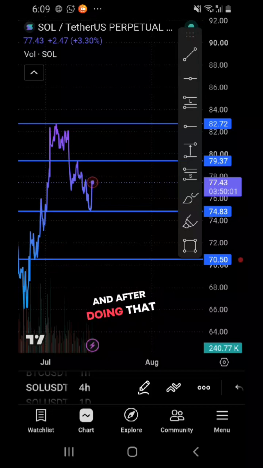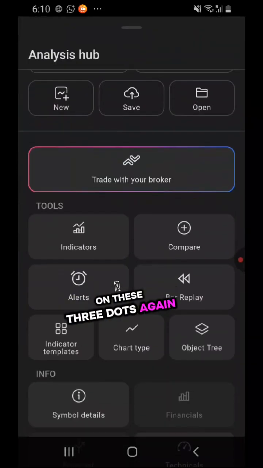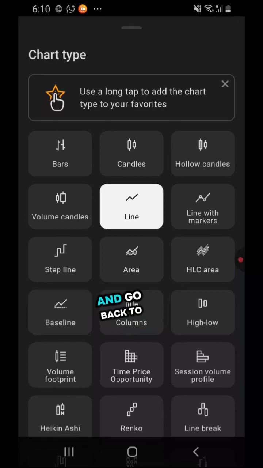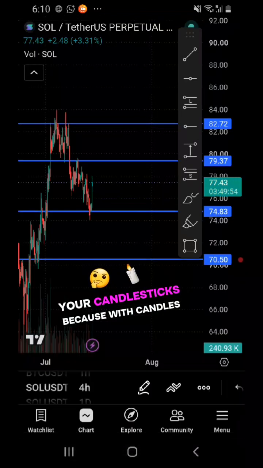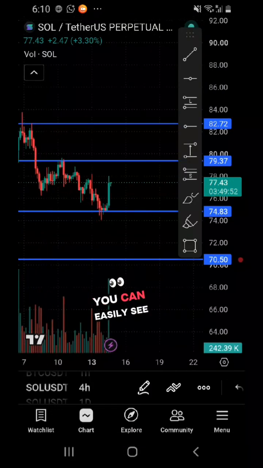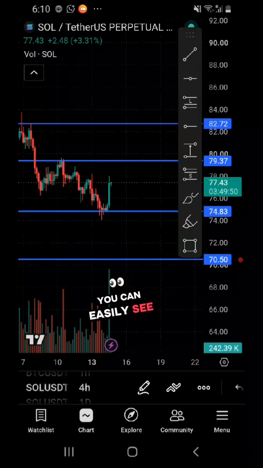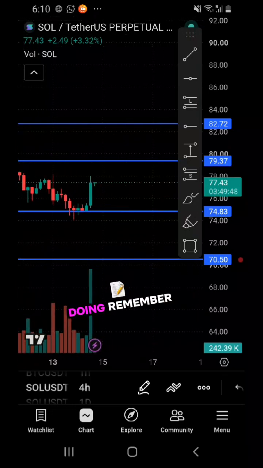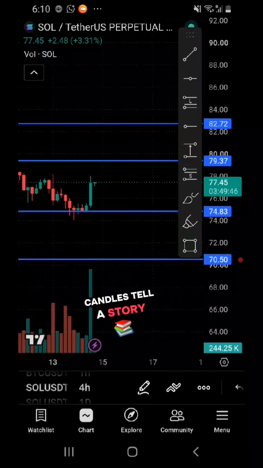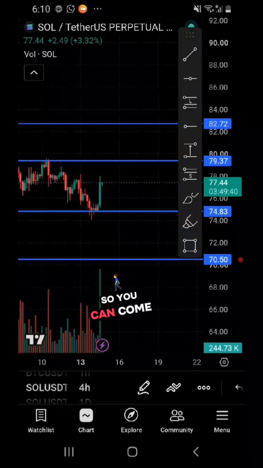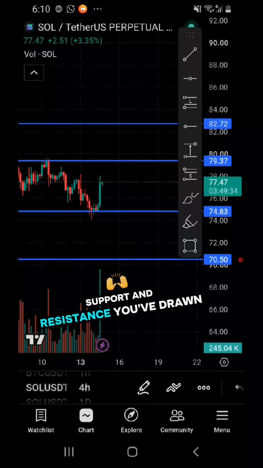And after doing that, you're going to tap on these three dots again, tap on chart type, and go back to your candlesticks, because with candles you can easily see what the market is doing. Remember, candles tell a story. So you can come here and follow your entry criteria, depending on the support and resistance you've drawn.